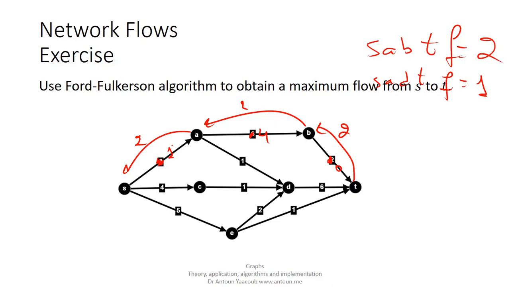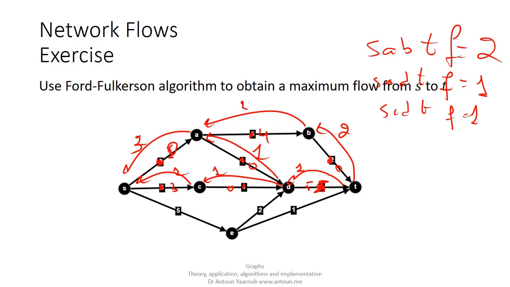So I will decrement on going and increment on going back, 0, 1, 5, 1. We have also SCDT, 4, 1, 5, so the flow is equal to 1, 3, 0, 4, 2.